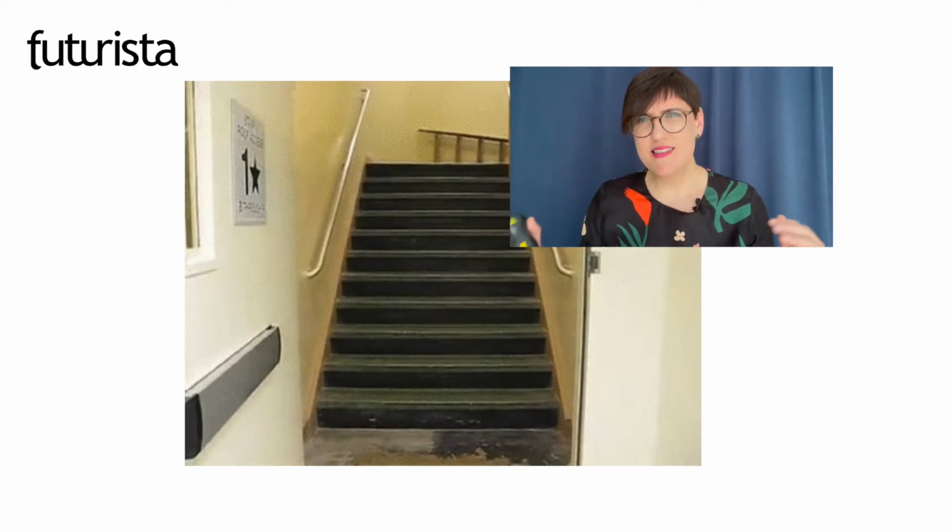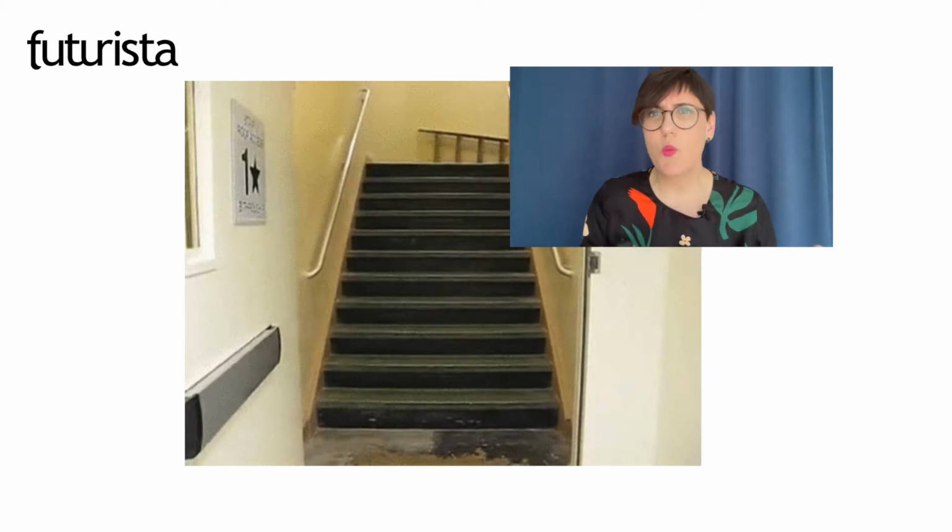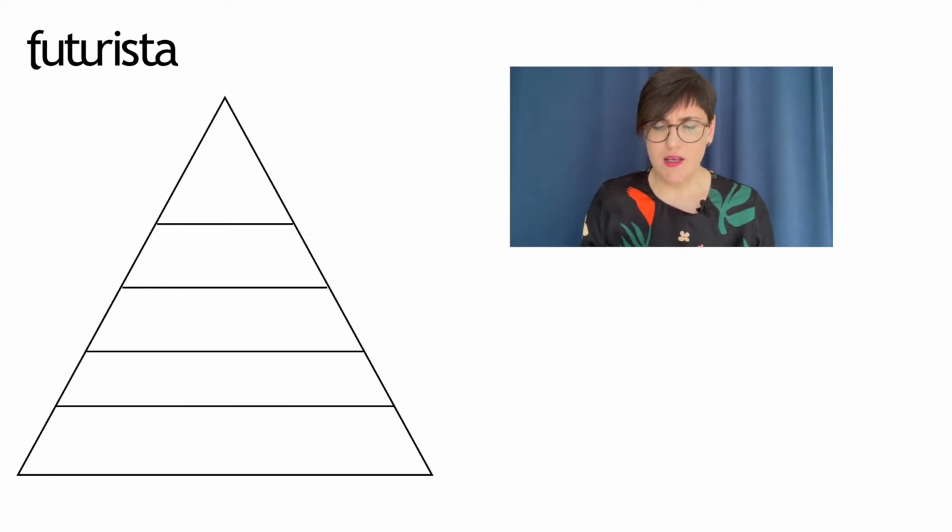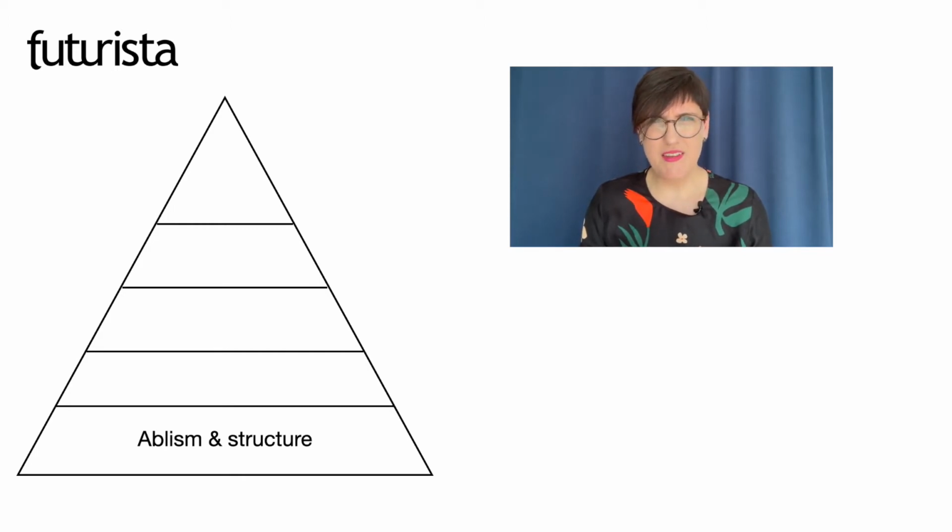And to make sense of this inclusive language, what is it, why should we talk about it? I'm going to show you a pyramid here, and in the bottom you will have ableism and structure.